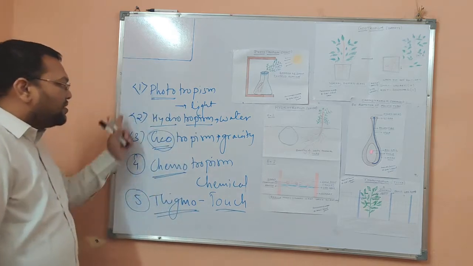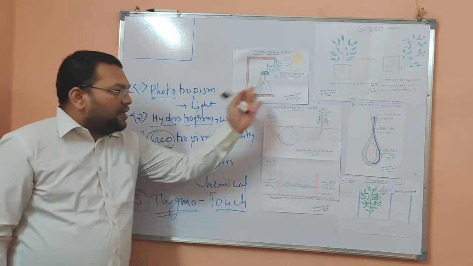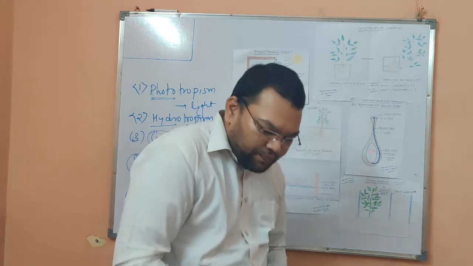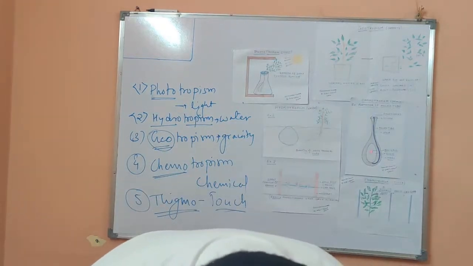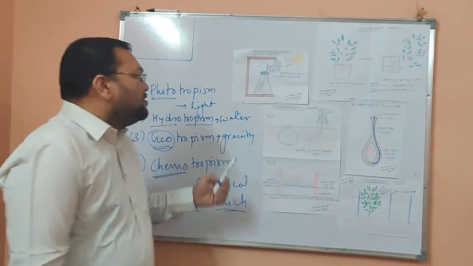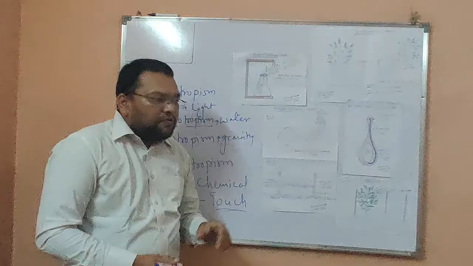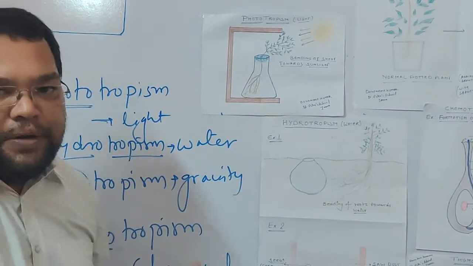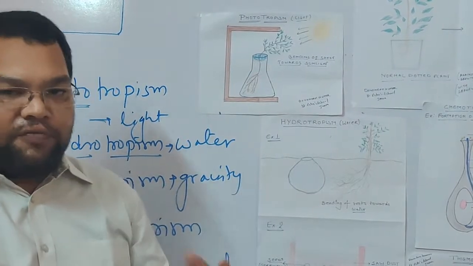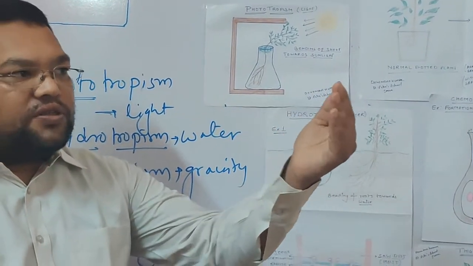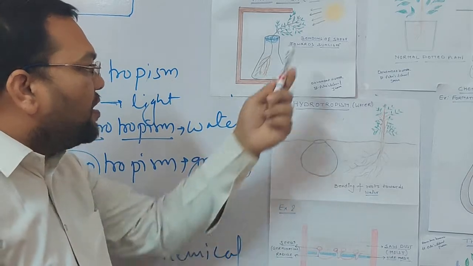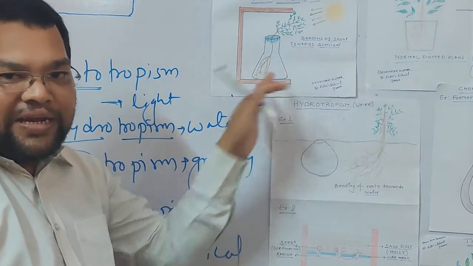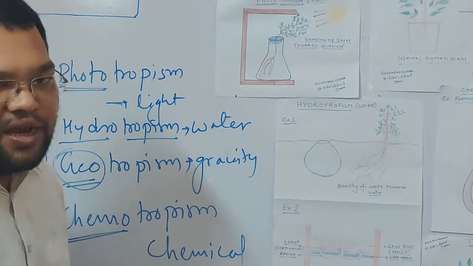So these are the various types of tropism we are going to study, and these are the diagrams which I made for you for the various types of tropism. So first is phototropism. Now phototropism means the bending of a plant part towards the light. Now you can clearly see here the sun is there. Now this is an activity from your NCERT book.